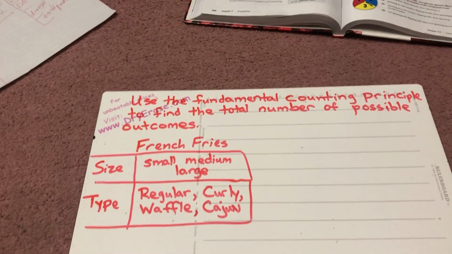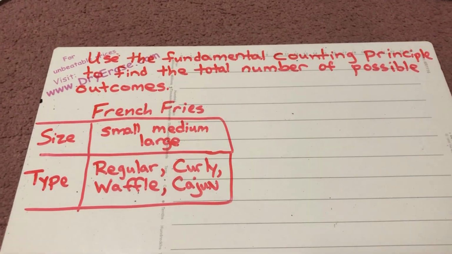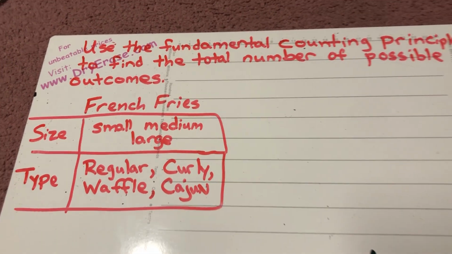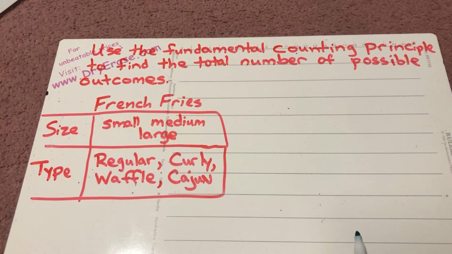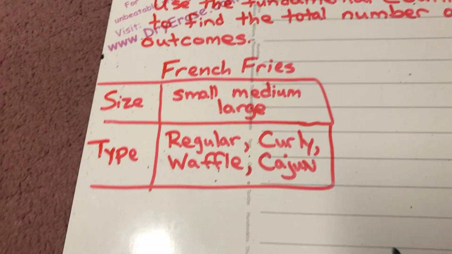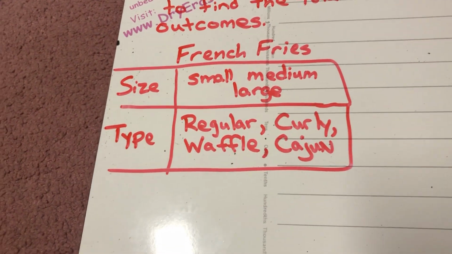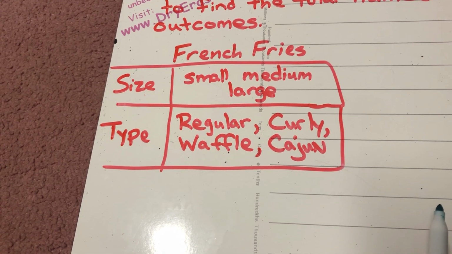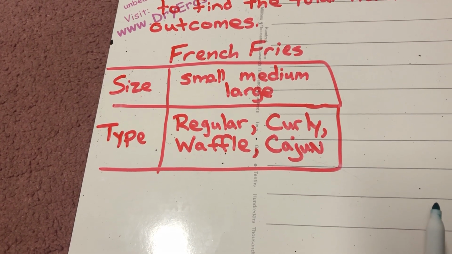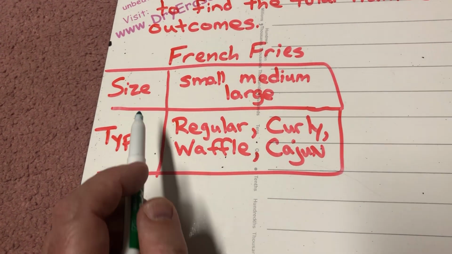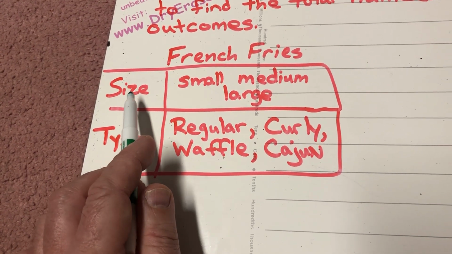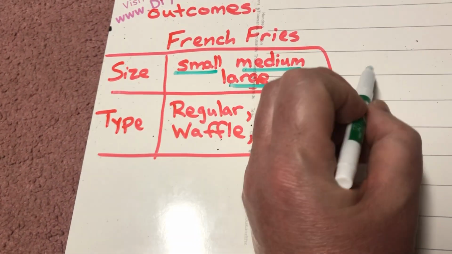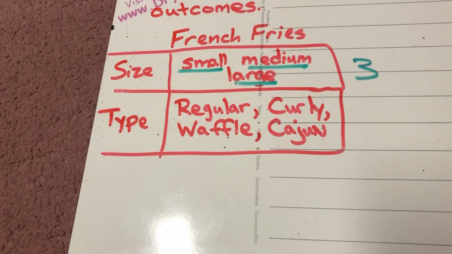The next one, when finding probability of events, is what we call the fundamental counting principle. And this says use the fundamental counting principle to find the total number of possible outcomes. Well, let's say you were going to a restaurant for lunch and you were ordering some French fries, or you wanted a snack or something. Well, when you use the fundamental counting principle, this is a very straightforward way, and it involves some multiplication. Well, first of all, when you go to the restaurant, you can order 3 sizes. You can order small, medium, or large. So that's 3 possibilities there.